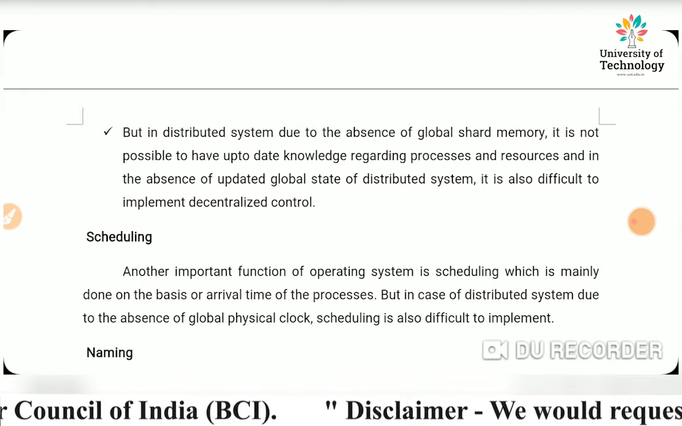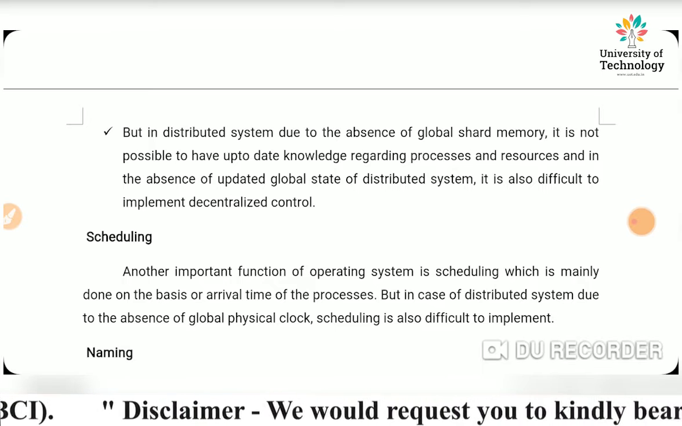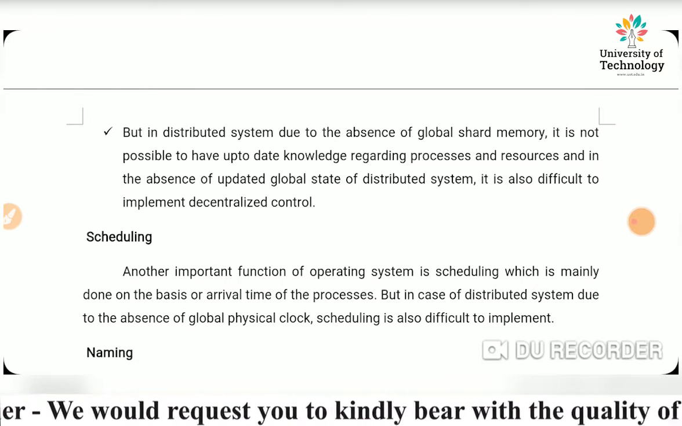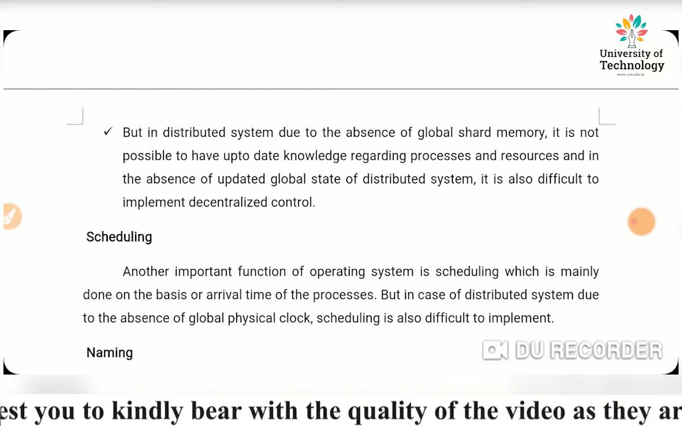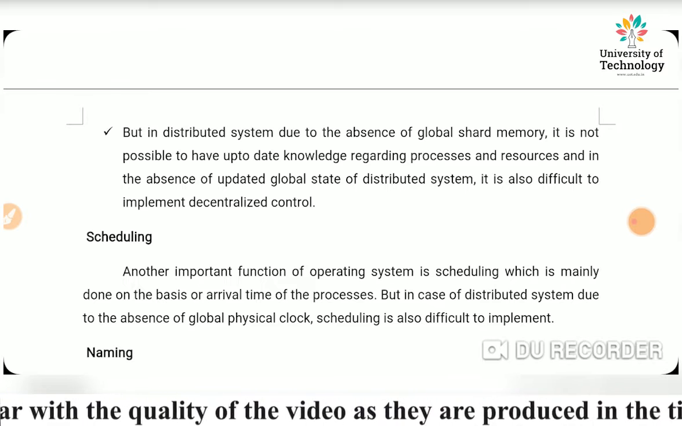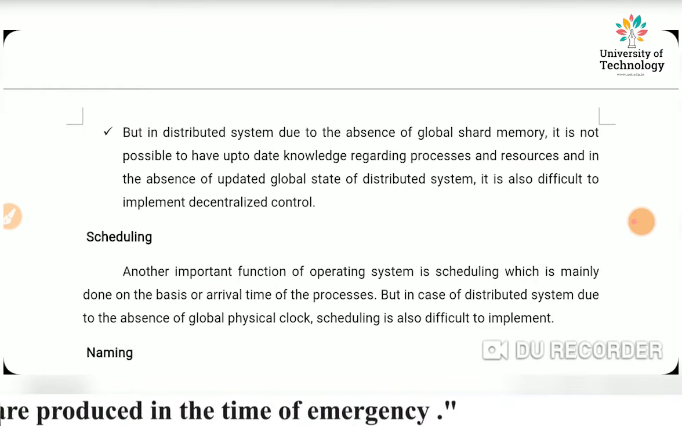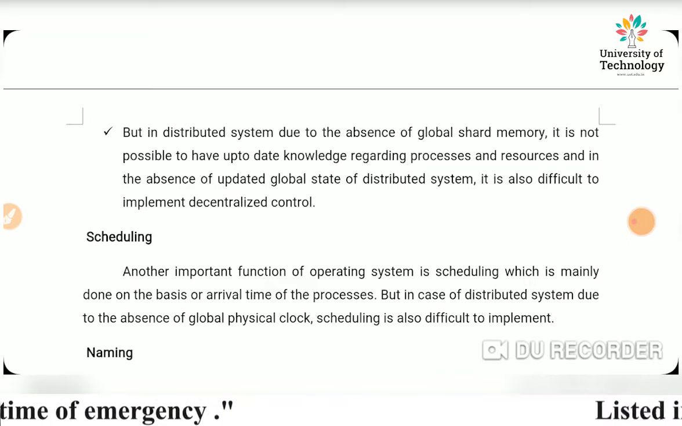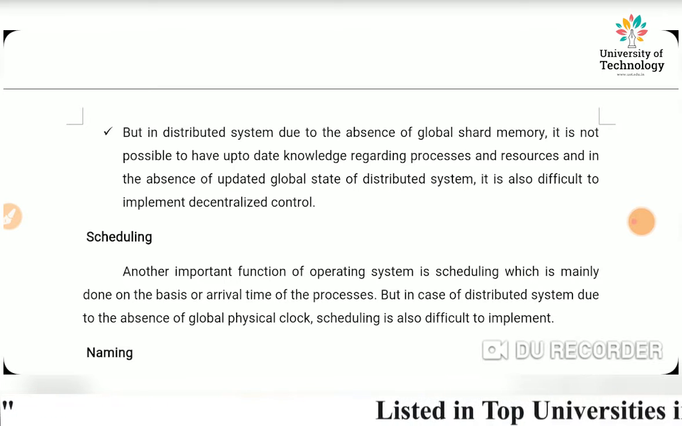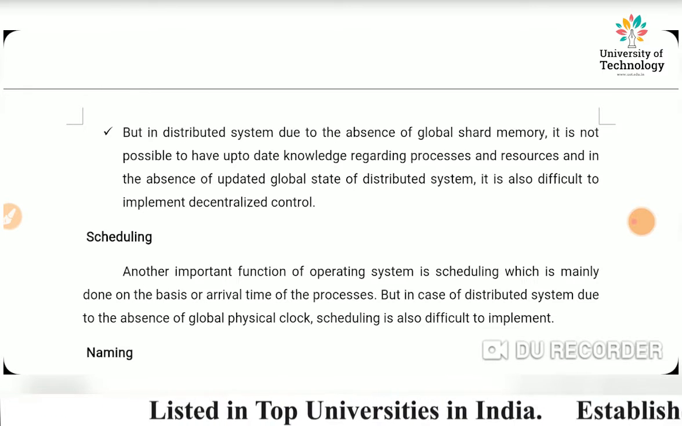Next, let's go to scheduling. Another important function of an operating system is scheduling, which is mainly done on the basis of arrival time of the processes. But in the case of a distributed system, due to the absence of a global physical clock, scheduling is also difficult to implement.